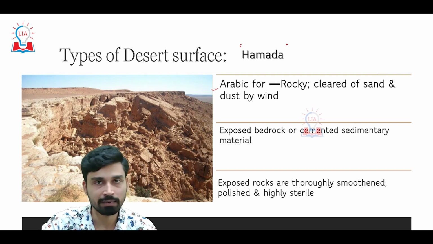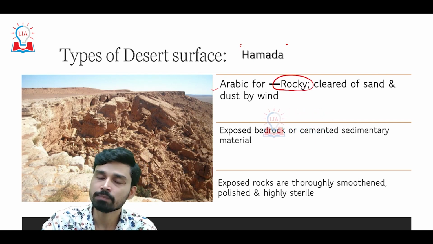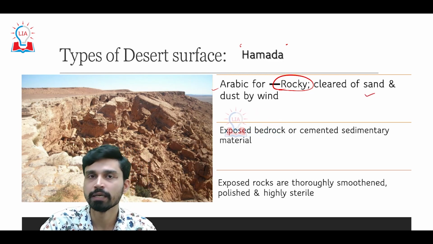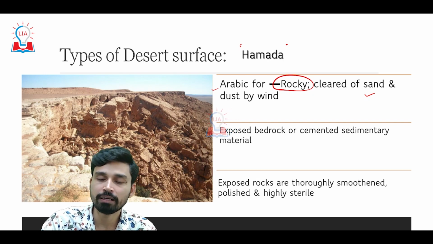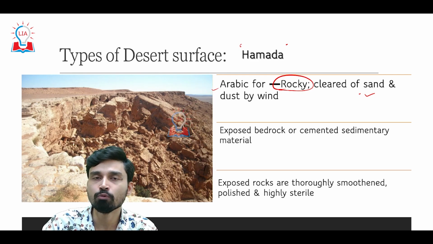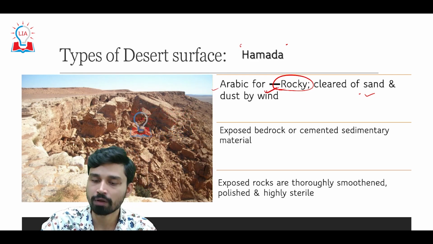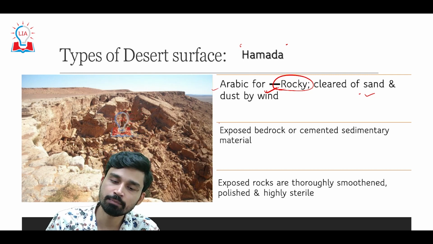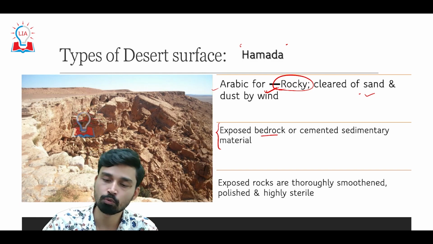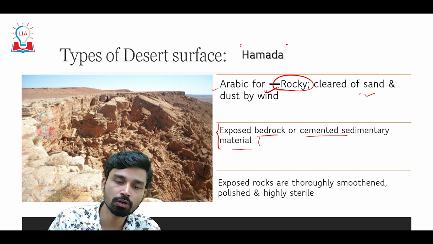Hamada again is an Arabic word which means rocky landmass or rocky desert. This particular kind of desert is basically cleared of sand and dust because the wind velocity is very high. The wind is moving at very high speed, and that is why all the small sediments are removed from this kind of desert region, and thus only rock particles, rock fragments remain there. Also, in this kind of desert, you'll have the bedrock that is continuous, that is exposed, and thus cemented sedimentary material you will see all across this desert region.